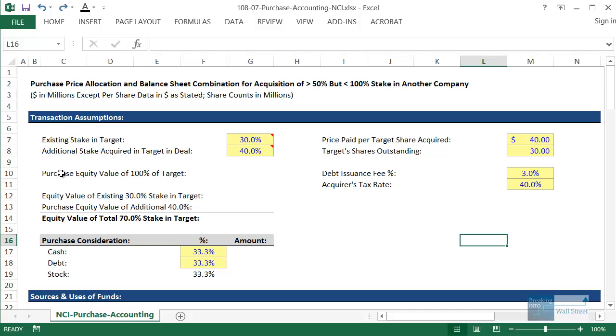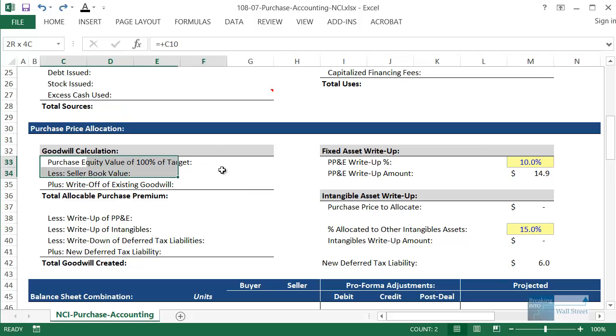With all this in place, we need to calculate a few numbers first before we can get into the rest of this exercise. First off, we need to see how much 100% of the seller or the target here is actually worth, because this is going to be used in a lot of calculations later on, such as the one for goodwill here at the bottom.